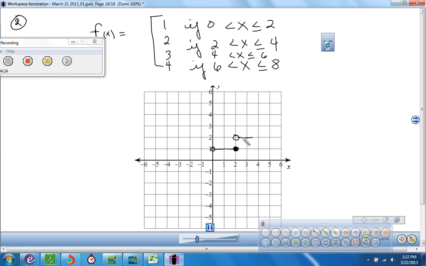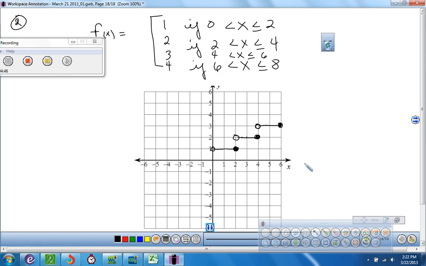Now we're good. That's fine. Okay, then when we're at x equals 4, we jump up to 3. Okay, that's going to be open. And then from 4 to 6, it's going to be connected, and then it's going to be filled in. Then we're going to run out of space on this graph, but we'll just continue.